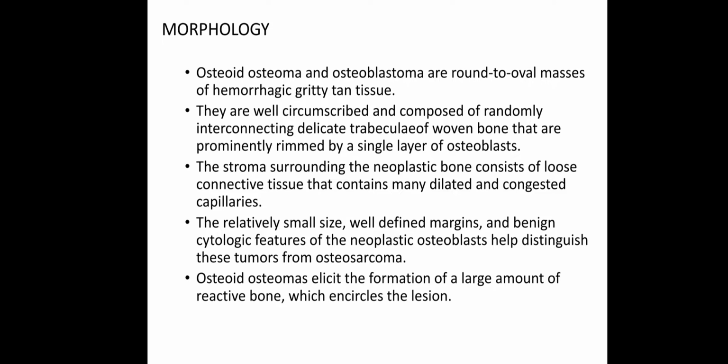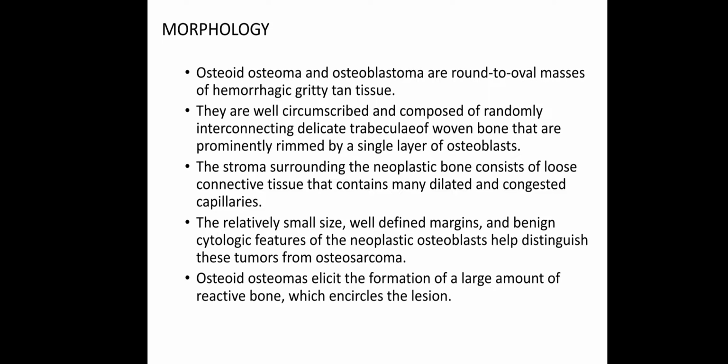That is why we said it is a hemorrhagic mass. Why? Because all the blood vessels are dilated inside in the stroma. The relatively small size, well-defined margin and benign cytological feature of a neoplastic osteoblast help distinguishing this tumor from osteosarcoma.